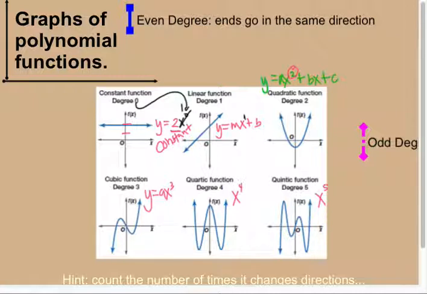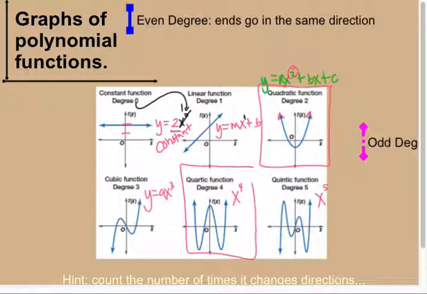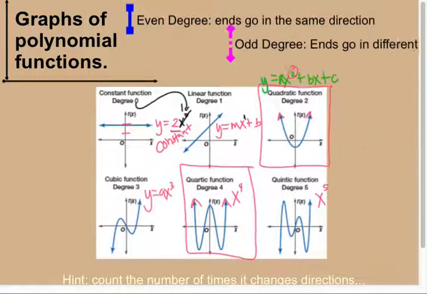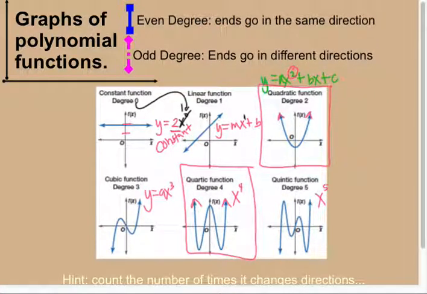So if I go ahead, this 2 is an even degree, going in the same direction. They're going up. 4, even degree, always ends going in the same direction. So that helps as an even degree. And then odd degree, one thing to note is the ends go in different directions. So look at my degree of 1. 1 is going up, the other one's going down.